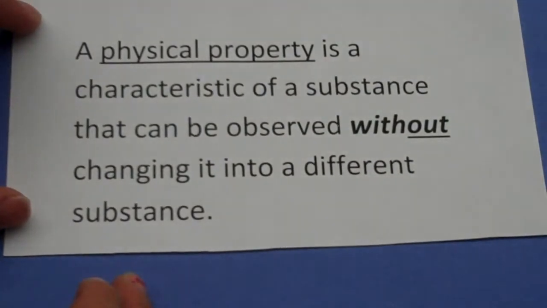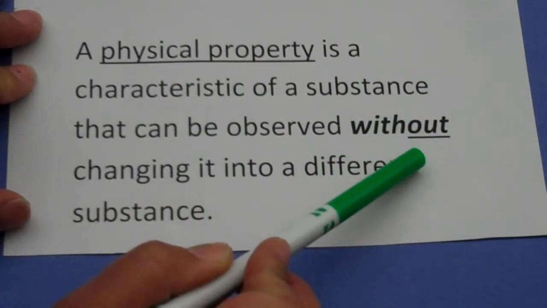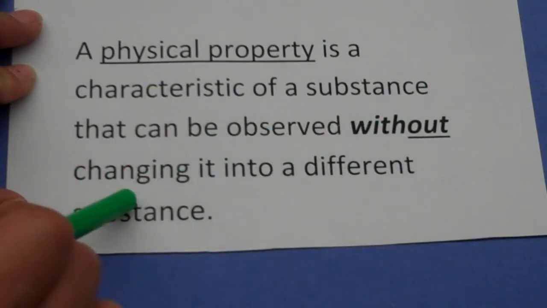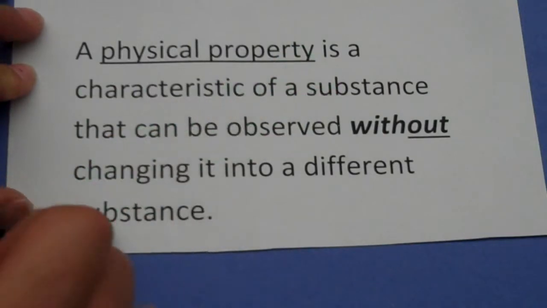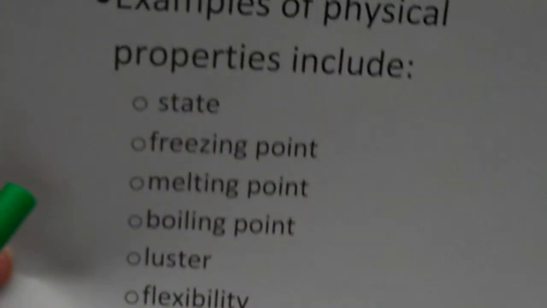Okay, so when we describe matter, we do it two different ways, and one way is looking at the physical property, which is a characteristic of a substance that can be observed without changing it into a different substance. I did this in bold and underlined it for you because this is the key thing right here. It's not changing the substance at all, and you're looking at its characteristics.